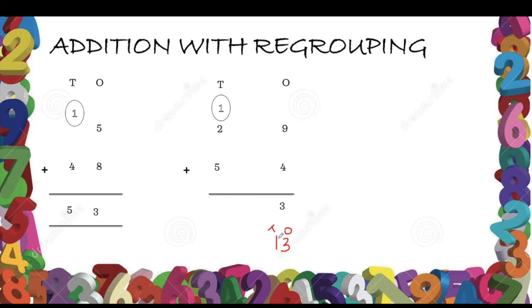as 1 ten. So 2 plus 1 is 3, and 3 plus 5. 5 in your mind, 3 in your finger. After 5, 6, 7 and 8. So the answer is 83.